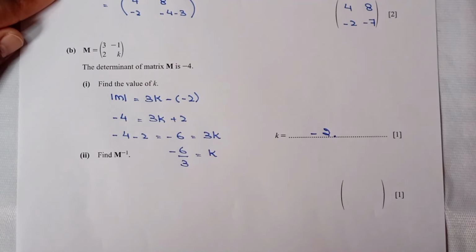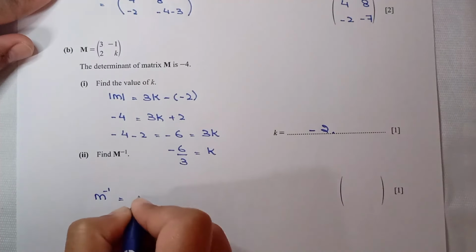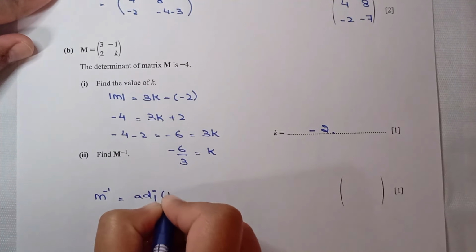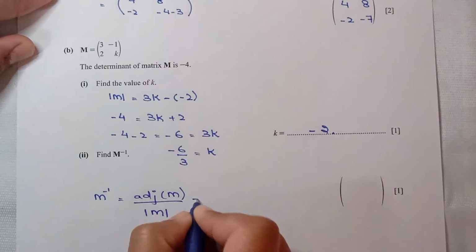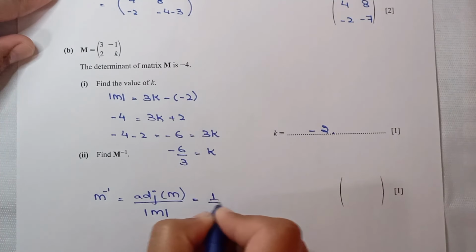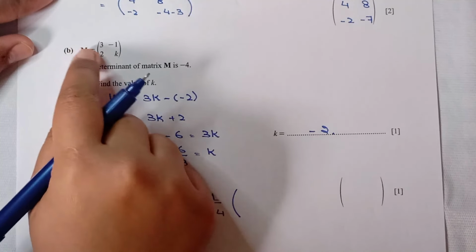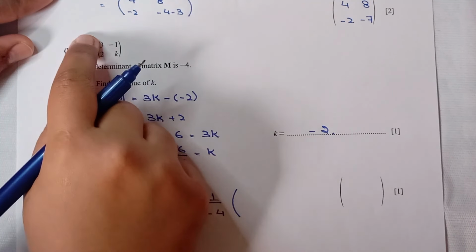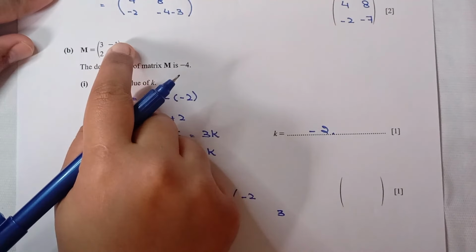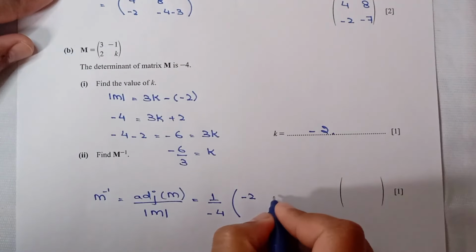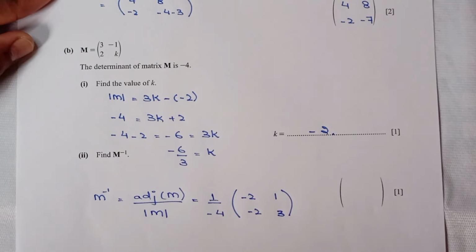Now for the second part, find M inverse. The inverse of a matrix is equal to the adjoint of M over the determinant of M. As we know that the determinant is -4, it would be 1 by -4, and for the adjoint we need to change the positions. 3K changes to K and 3, so K is -2 and 3, and we need to change the signs. -1, 2 changes to 1 and -2. So this would be the inverse of the matrix M.